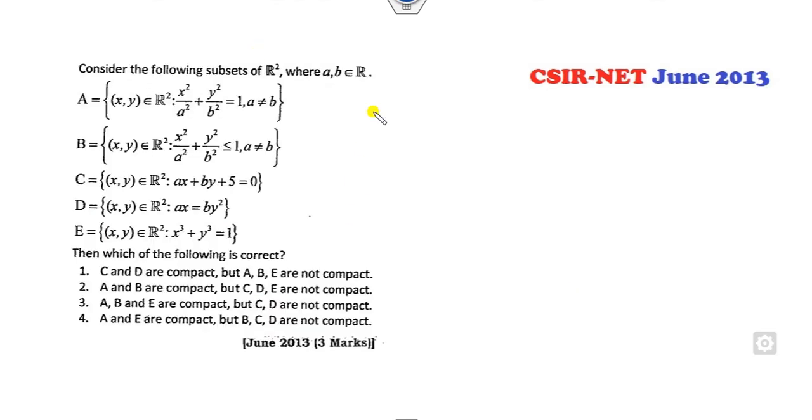Look at this another one. Consider the following subsets. Which of the following are compact? Okay, now they are not talking about the metric. Compact means you have to prove it is closed and you have to prove it's bounded. So look at the first option. What is that? It's an ellipse. Fine. So the ellipse is only on the boundary. Only on the boundary.